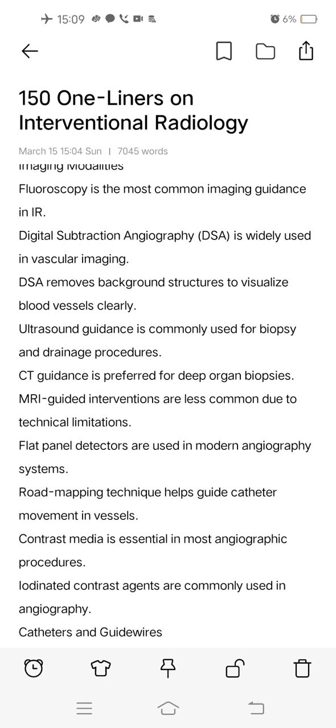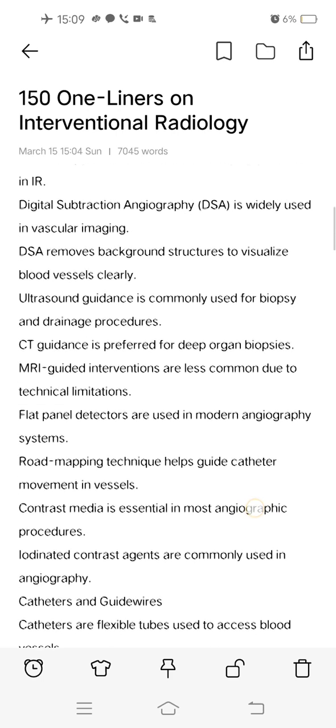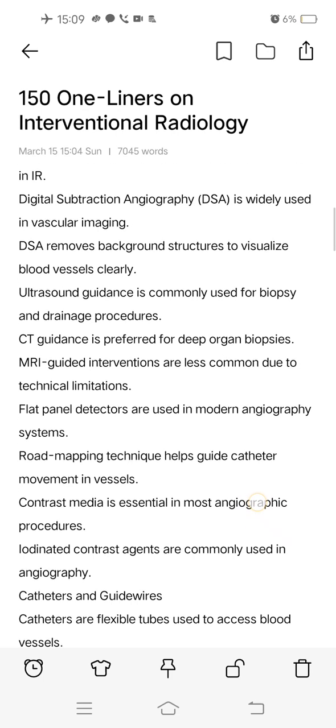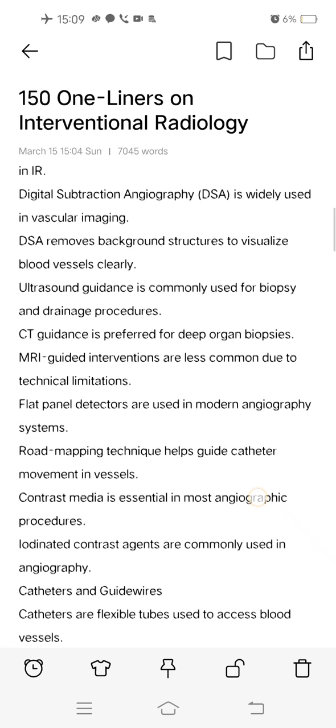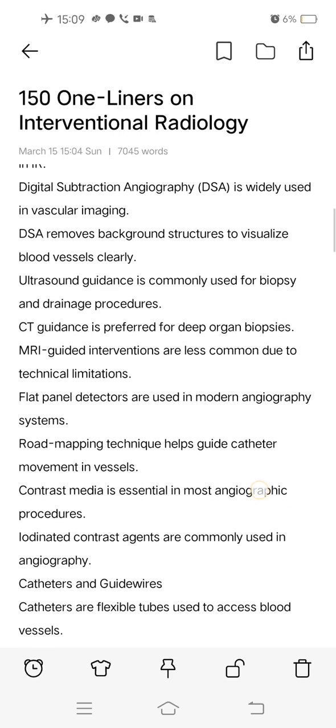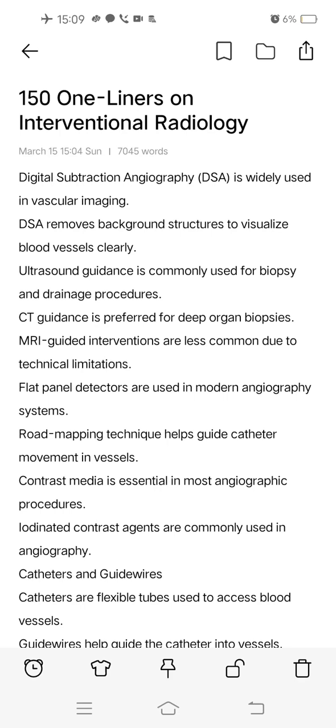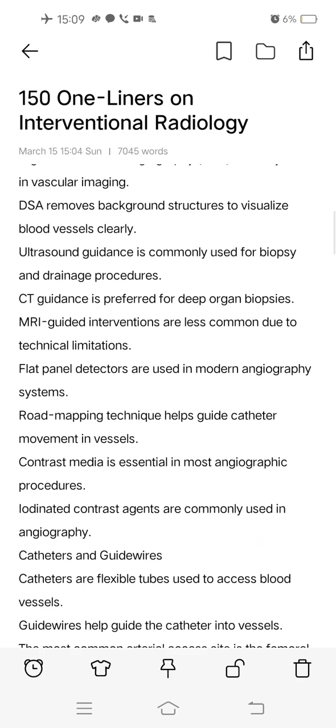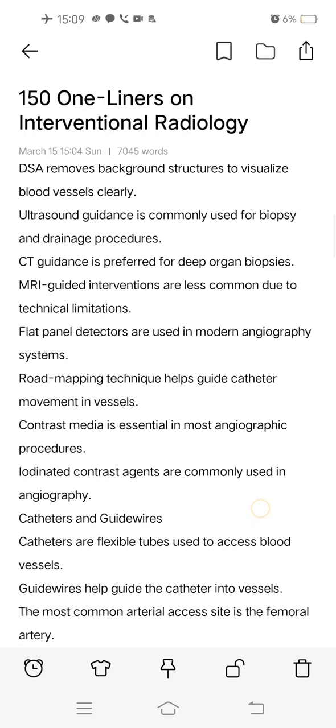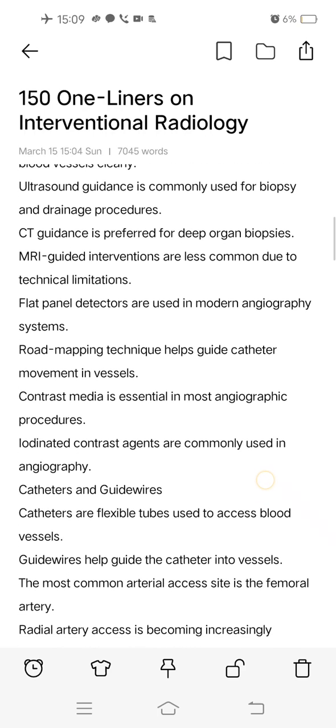When the mass is situated in the deepest part of the organ, CT guided biopsy is preferred for proper guidance. MRI guided interventions are less common due to technical limitations. MRI is very sensitive to ferromagnetic substances. That's why MRI guided interventions are less common due to technical limitations.